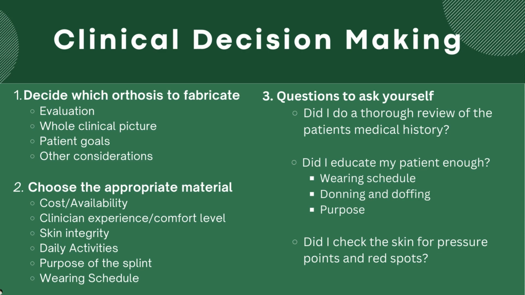Some questions that I like to ask myself when I'm deciding which orthosis to fabricate and which material to use for my patient. Did I do a thorough review of the patient's medical history? So again, did I look at the whole clinical picture, the goals, any precautions, any comorbidities? And then did I educate my patient enough? So did I explain to them why they are going to be wearing the splint, the wearing schedule?